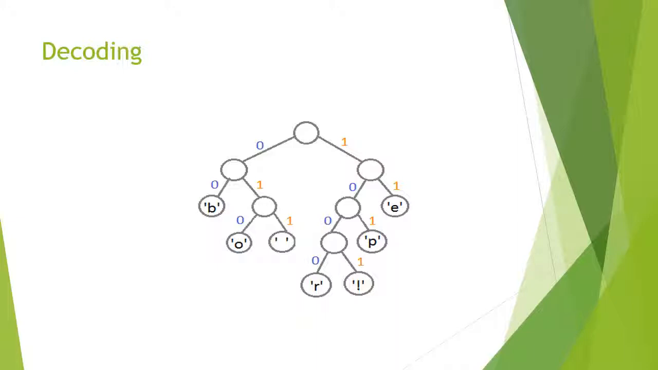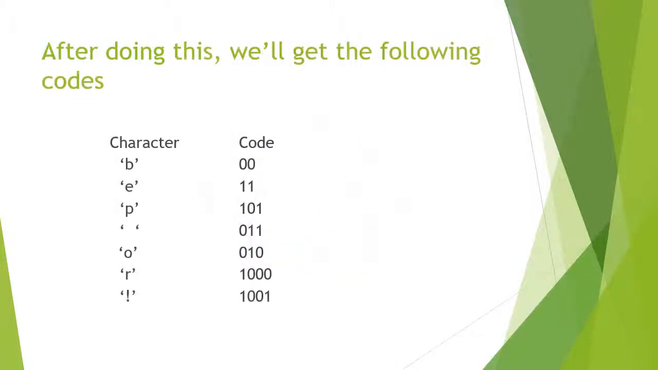Similarly, all the characters will get their codes in this way. These are the values given for the characters after performing the Huffman coding. My characters are B, which is given the code 00, E 11, P 101, blank with 011, O with 010, R with 1000, and the exclamation mark with 1001.